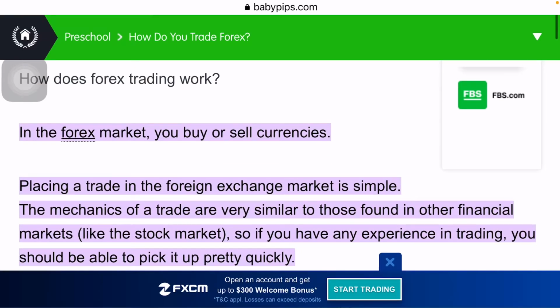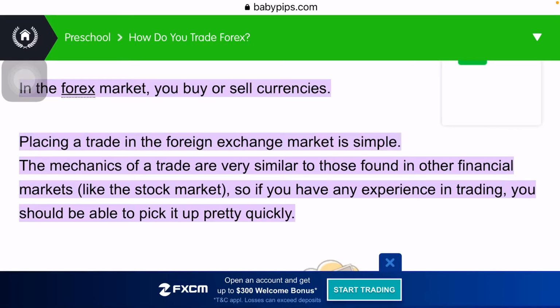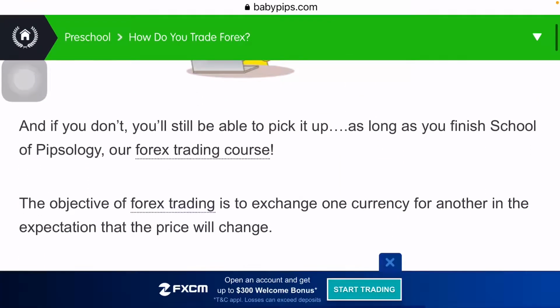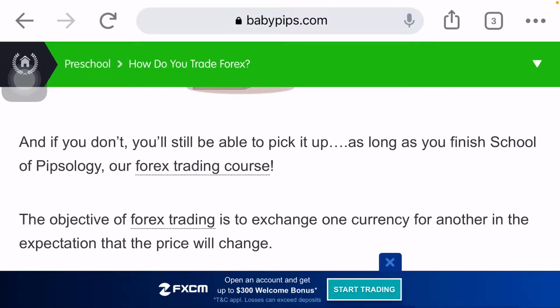So in the forex market, you buy or sell currencies. Placing a trade in the foreign exchange market is simple. The mechanisms of a trade are very similar to those found in other financial markets, like the stock market. So if you have any experience in trading, you should be able to pick it up pretty quickly. And if you don't, you will still be able to pick it up.